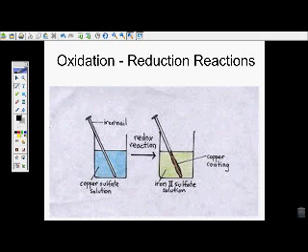This is an example of a common oxidation-reduction reaction. An iron nail is placed into a copper sulfate solution, and after the redox reaction occurs, your products are an iron(II) sulfate solution and a solid copper coating. And this occurs because the iron is oxidized and the copper is reduced. So the iron transfers electrons from itself to the copper.